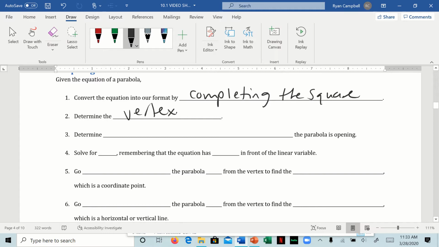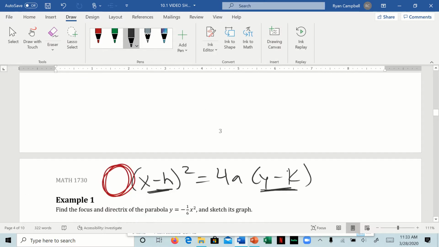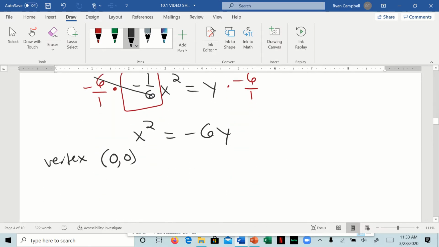All right, step three, determine which direction the parabola is opening. Is it up and down, or right or left? Since x is being squared, we see it's going up or down. And since y is negative, we know we're going down.